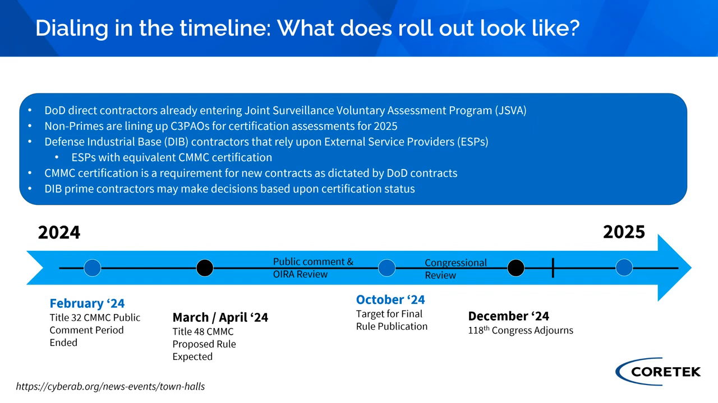What makes us really think this is going to come to fruition is that we're already seeing a surge of DoD direct contractors, so often called primes. They're going through a joint surveillance voluntary assessment program. In other words, because they know that this is probably going to be in place and it will take time to get certified, the idea is that they would voluntarily go through an assessment led by a C3PAO, and it would be against the current 800-171 controls.